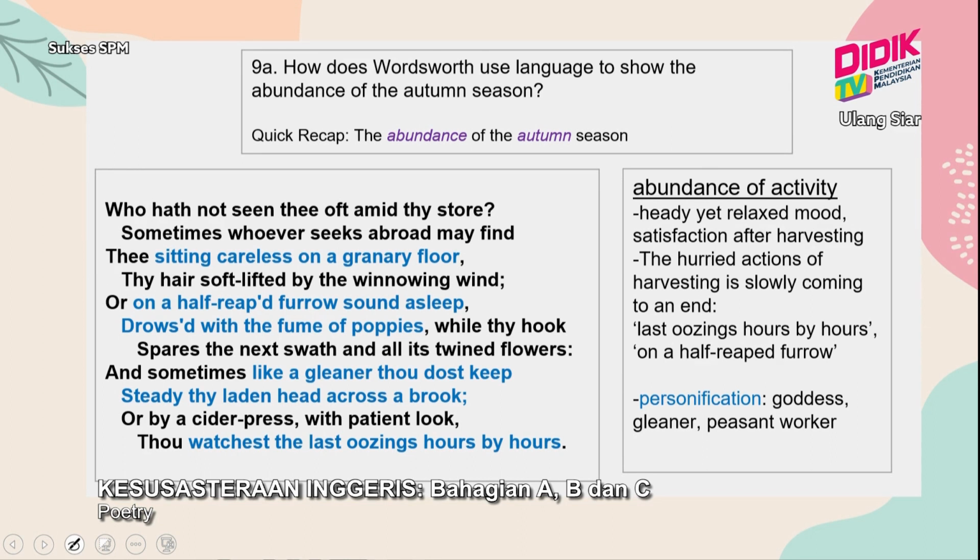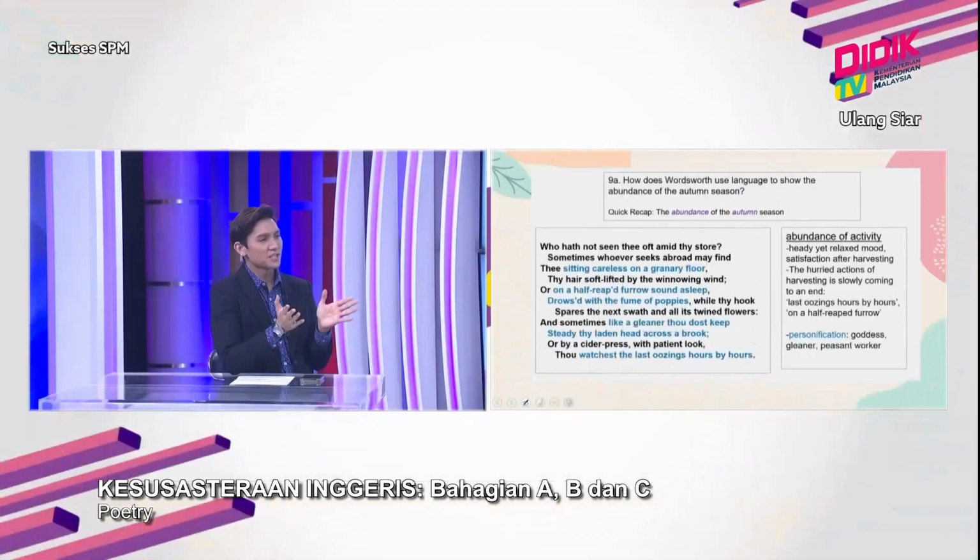Test you again. What words do you think are appropriate as textual evidence? Since it's mentioning activity, could it be the last line, "when thou watchest the last oozings hours by hours"? All right, because great, I'm answer hours there.